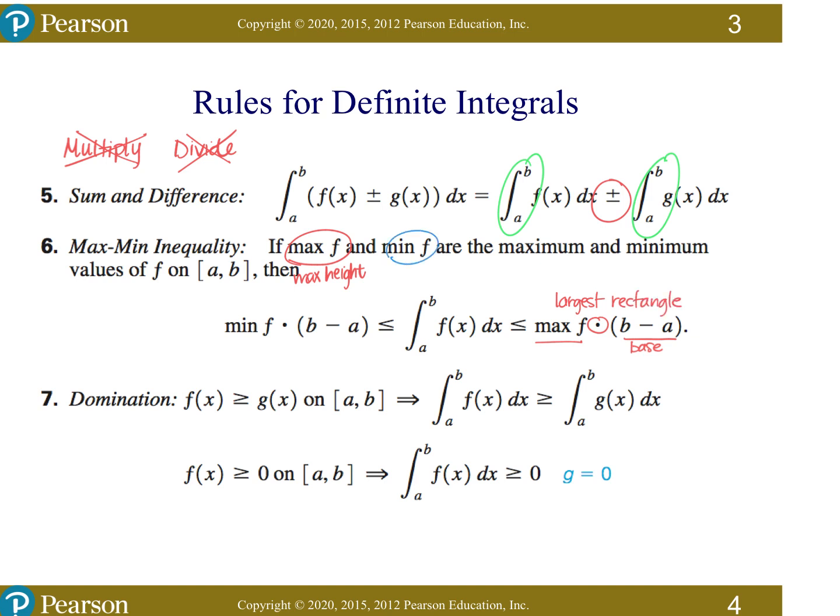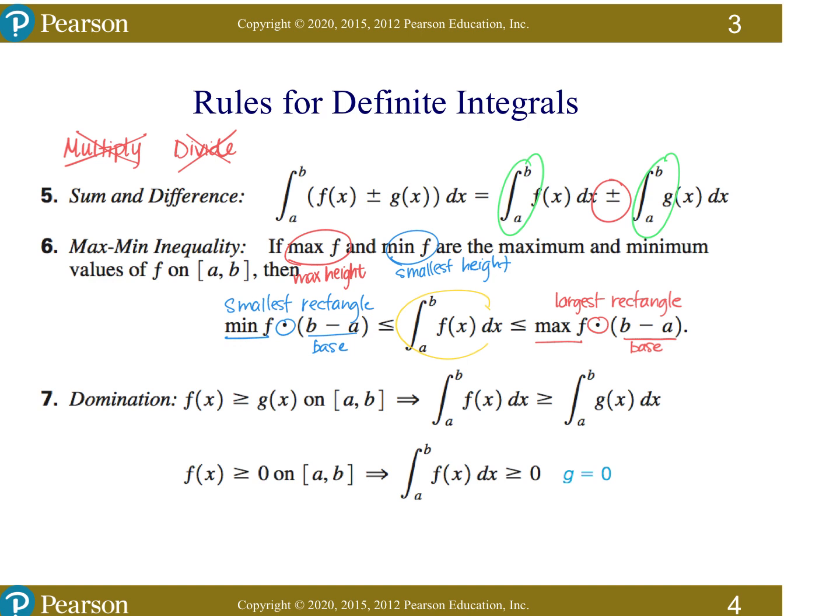Correspondingly, if you take the minimum of f, it's the smallest height. And if you take the smallest height and multiply that smallest height by the base, you'll get the smallest rectangle. And so the integral, which is the exact area, must be in between those. It cannot be bigger than the largest rectangle, and it can't be smaller than the smallest rectangle. That true area must reside somewhere between those two.